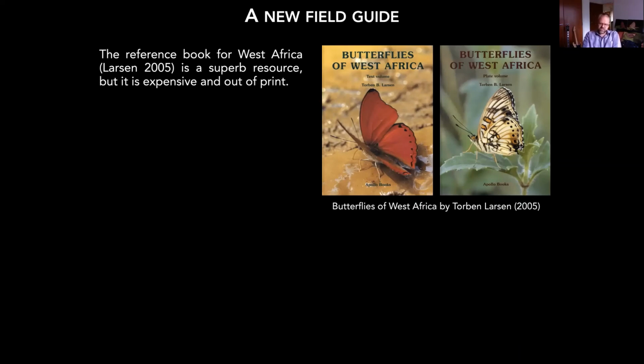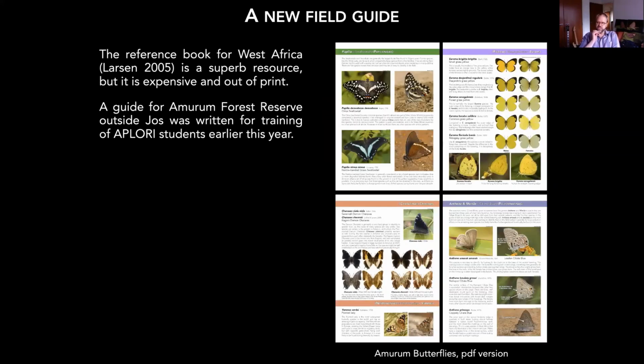But because this is hard to find, a few months ago I produced a guide that was specifically aimed for a place in Nigeria for the students that work there at the Flora Institute. And this guide contains details of about 140 species. And this one is available for free, not at the moment, but in a few days, it's going to be on my webpage, and I will give you details later.